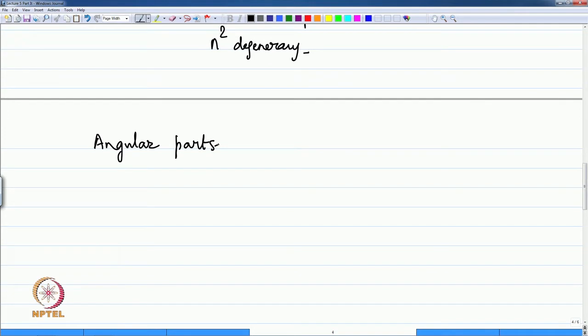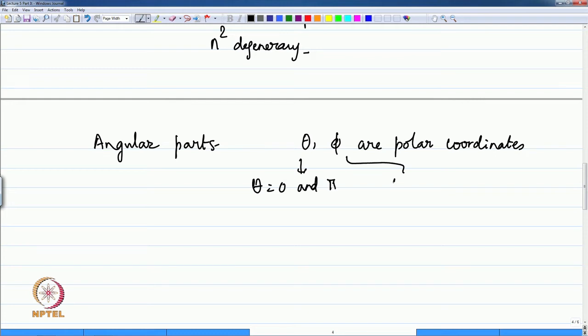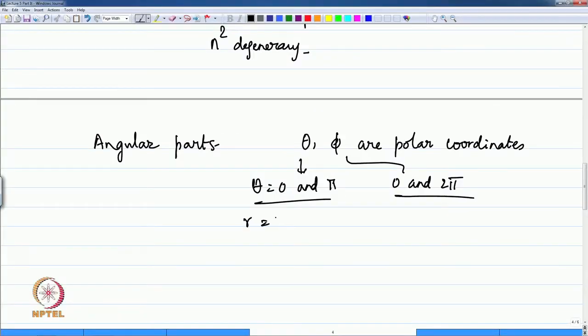Okay. Now, remember, theta and phi are polar coordinates, and in a sphere theta and phi have the limits: theta goes from 0 to pi, and phi goes from 0 to 2 pi. So, with these variations we can create a spherical surface. Therefore, this is the range of theta and phi. The radius of course goes from a sphere of 0 radius to infinite radius, therefore, the radius goes from 0 to infinity.